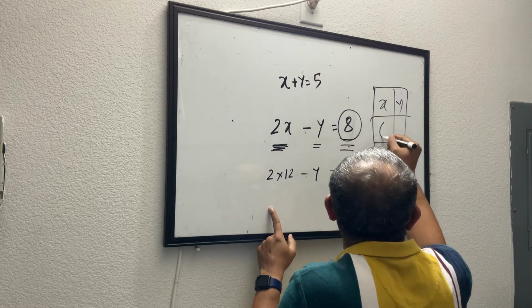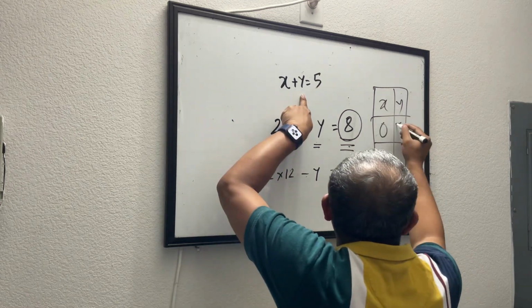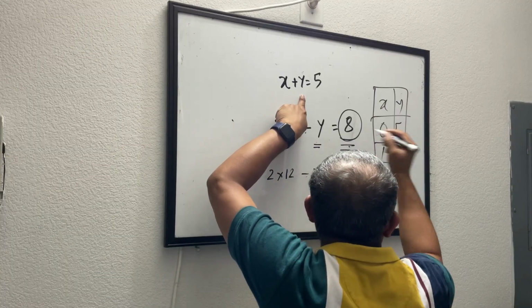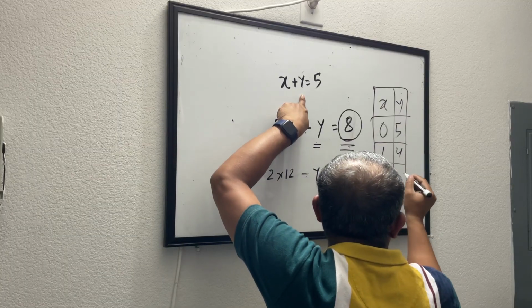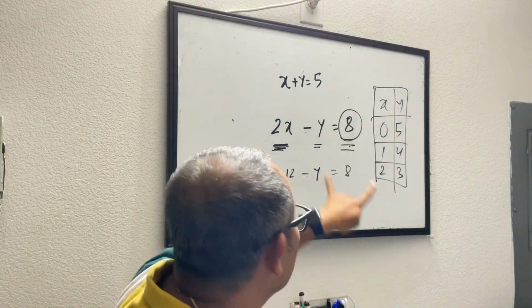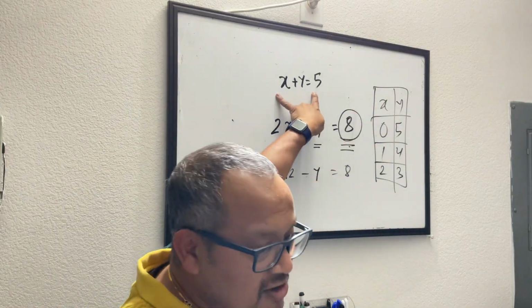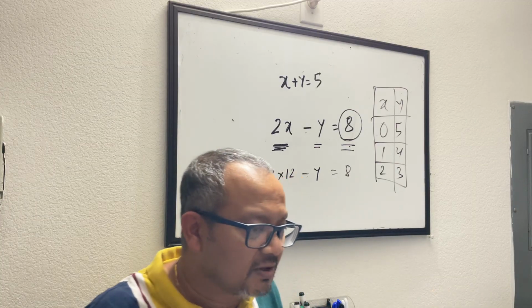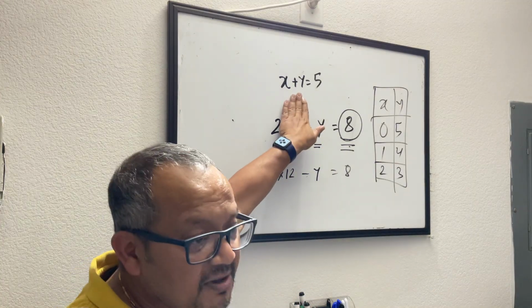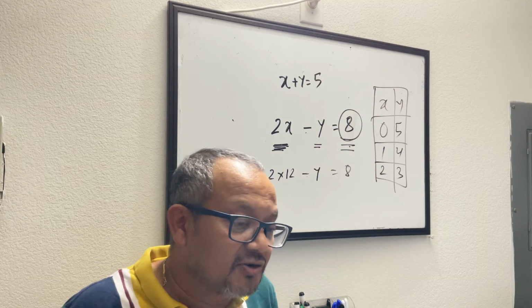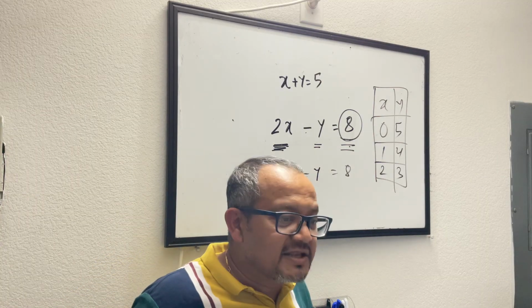How about x equal to 0? What is the value of y? When x is 0, y is 5. When x is 1, how much is y? It's 4. When x is 2, what is y? 3. So that gives us the flexibility to abide by this rule or contract. So that's what an equation is. Any equation that you talk about is just an agreement between the variables, based on certain rules.